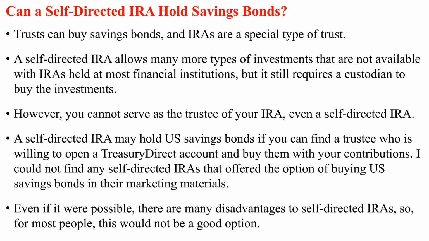However, you cannot serve as the trustee of your IRA, even a self-directed IRA. A self-directed IRA may hold U.S. savings bonds if you can find a trustee who is willing to open a Treasury Direct account and buy them with your contributions. I could not find any self-directed IRAs that offered the option of buying U.S. savings bonds in their marketing materials. Even if it were possible, there are many disadvantages to self-directed IRAs, so for most people, this would not be a good option.